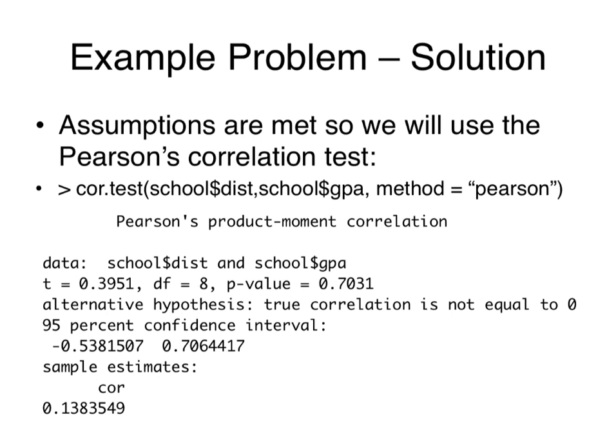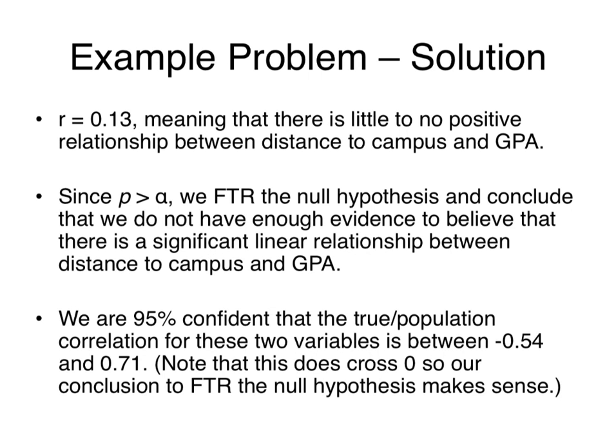So since our assumptions are met, we calculate a Pearson's correlation test in R. And here's the output. So we can see that the observed Pearson's correlation coefficient for our sample is 0.138. This means that there is little to no positive linear relationship between distance to campus and GPA.